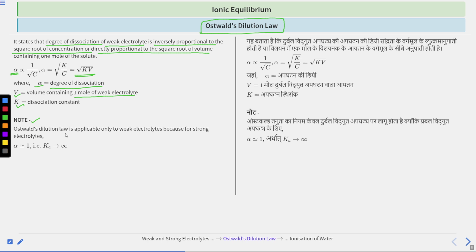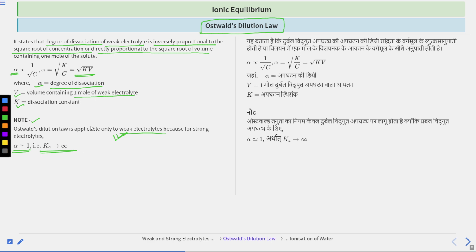Here there is a note: Ostwald's dilution law is applicable only to weak electrolytes, because for strong electrolytes alpha is equivalent to 1, that is, Ka will become infinity. That's why Ostwald's dilution law is only applicable to weak electrolytes, where the dissociation term is coming; only there can we apply the Ostwald dilution law.